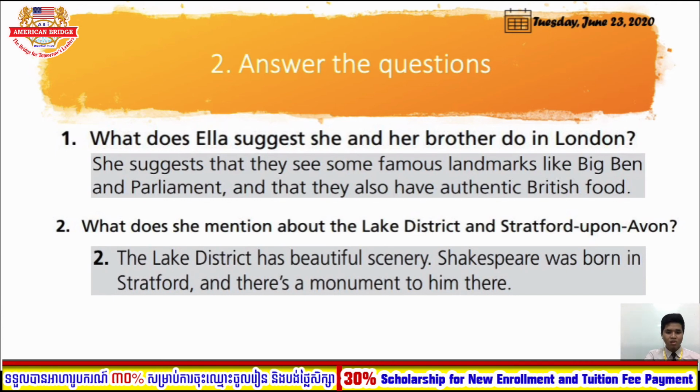Okay, so what do you know about Shakespeare? His name is William Shakespeare, the famous British playwright from the past. The story called Romeo and Juliet is his play. Okay, so it seems like this lesson is a little bit short because we just focus on the reading activity, and I hope you learned something about British culture.